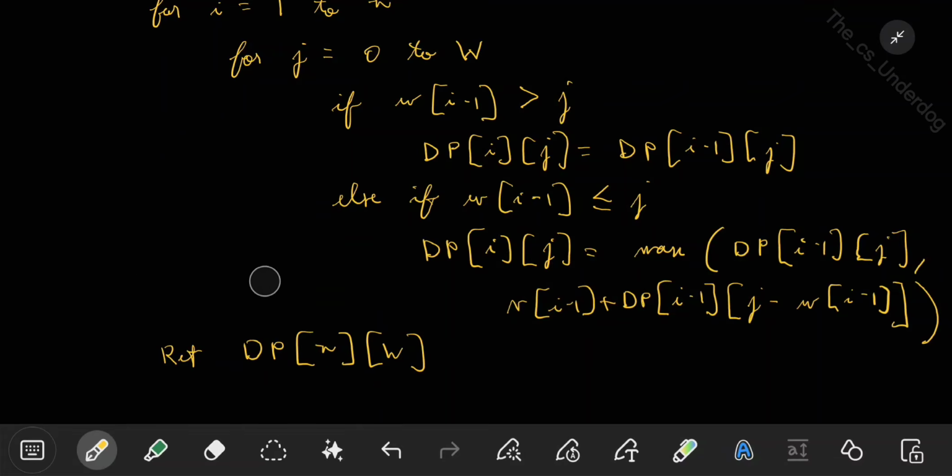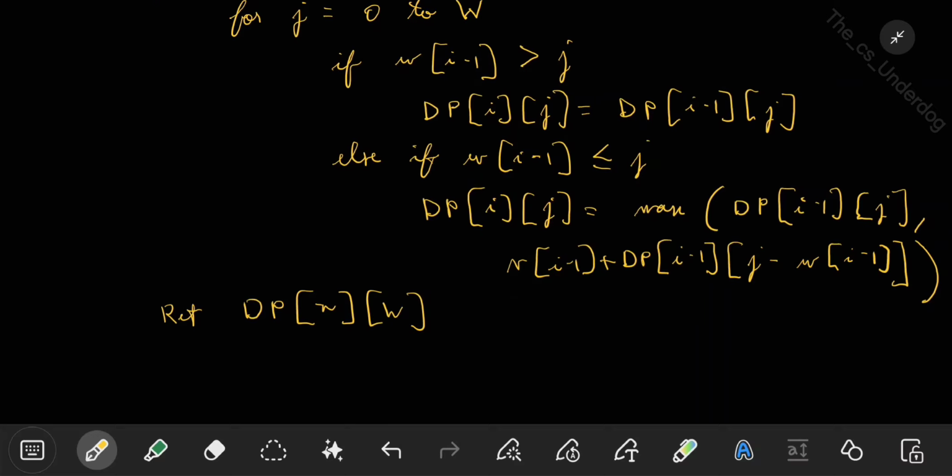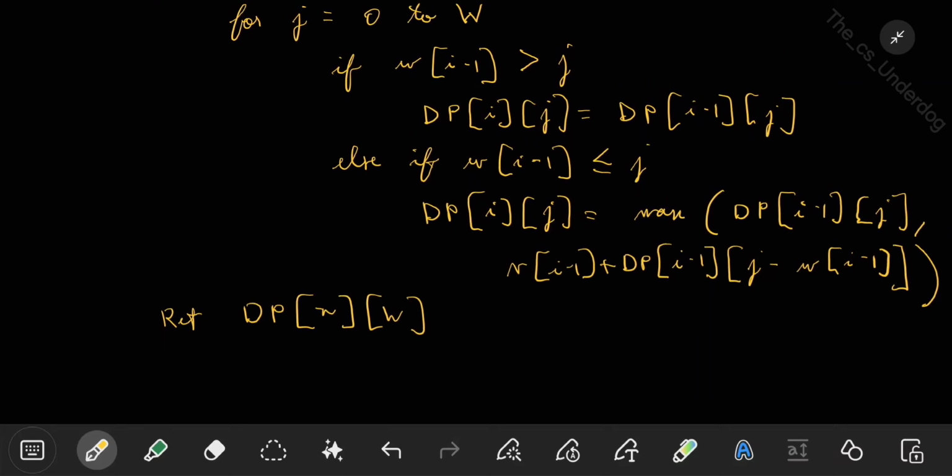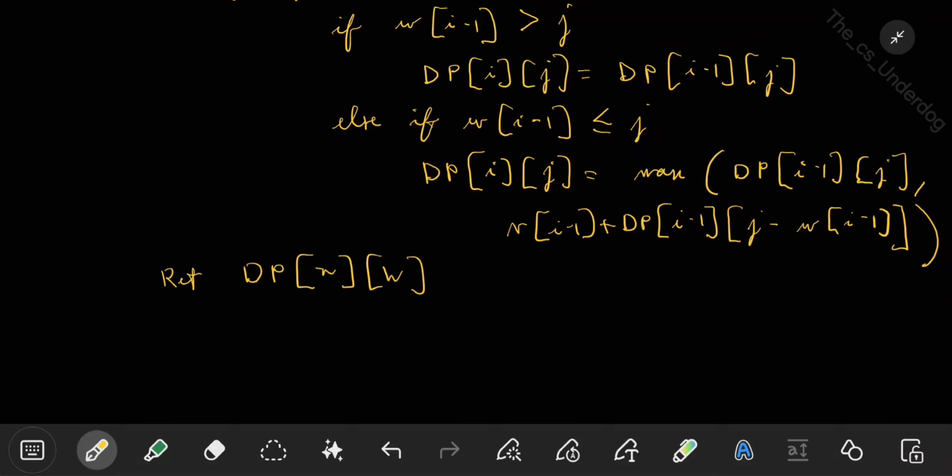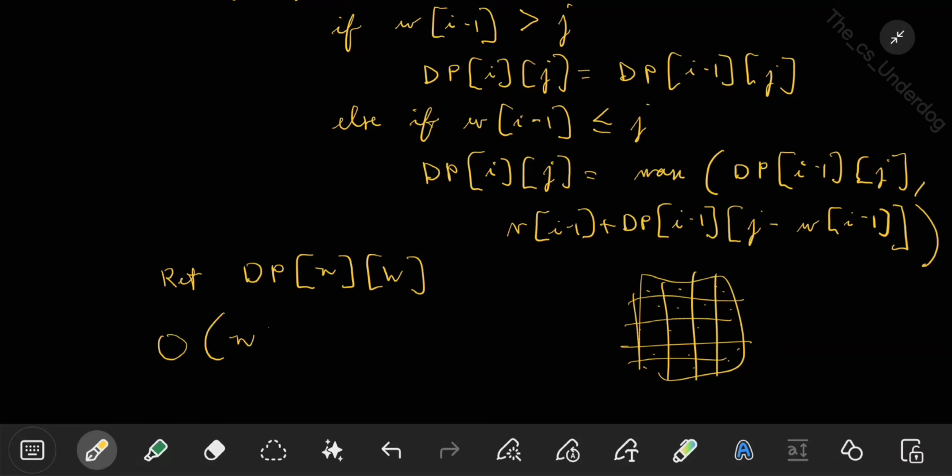One more thing, the last discussion in this lecture is about the time and space complexities. What about the time and space complexities of this algorithm? If you see this algorithm, what are we doing? We are filling all the elements of the matrix. If you have a matrix, you are filling each of the items one by one. So if you are filling like this, what will be the time complexity? Time complexity will be order of n into W.